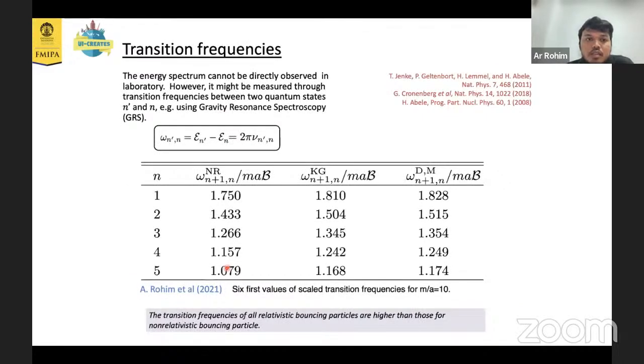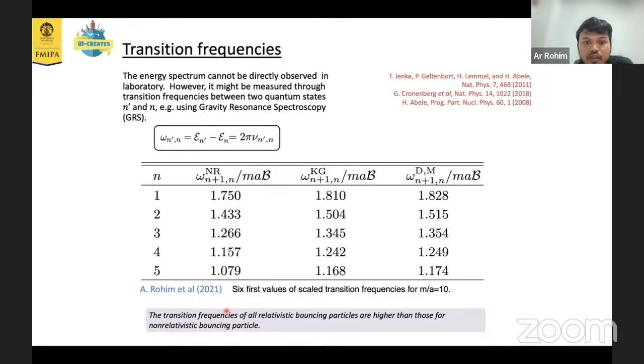And yeah, the energy spectrum cannot be directly observed in the laboratory. I mean, the observable, the variable that can be measured in the laboratory, is transition frequencies. So we may also investigate the transition frequencies, we may calculate the transition frequencies of Dirac particles to be compared with the non-relativistic ones.